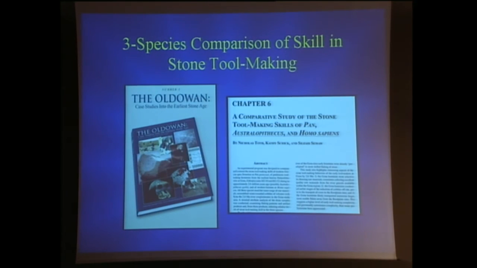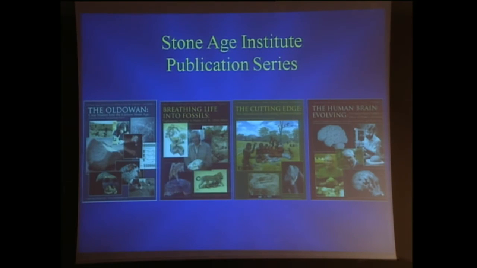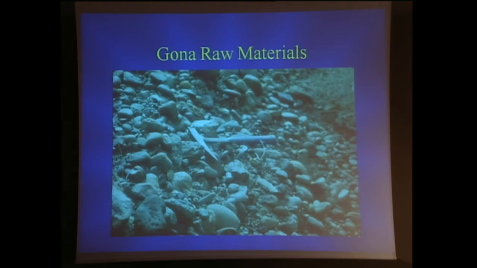Working with our bonobos, we did a 3-species comparison of the Gona hominids, our pygmy chimpanzees or bonobos, and Kathy and I flaking the same rocks. We did this with Seleshi Sama. I just want to say as an aside, all of our Stone Age Institute books, by the way, are online. You can download all the chapters for free if you want to. The Ethiopian government gave us permission to sample the 2.6 million year old raw materials from the Gona gravels. These are where the hominids are getting their raw materials from Gona.